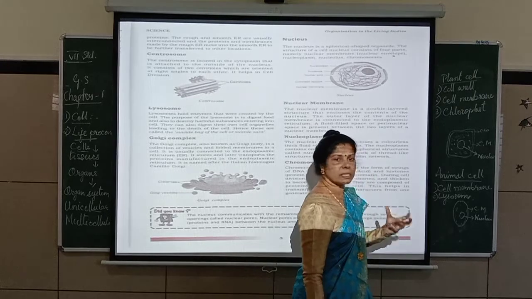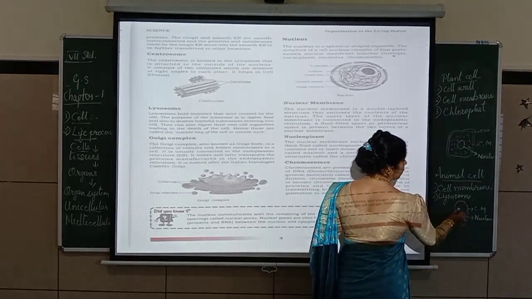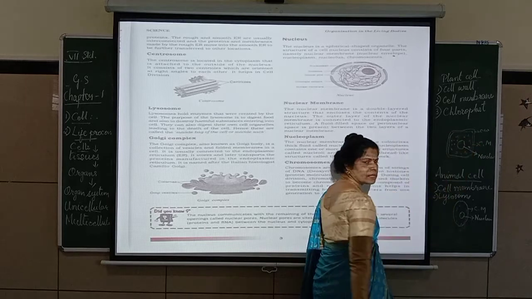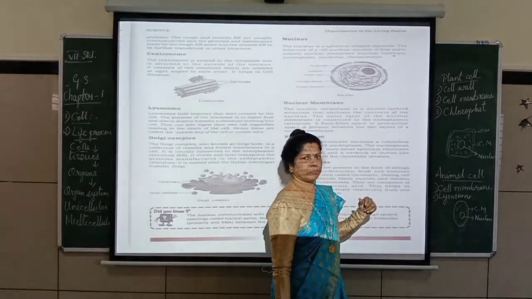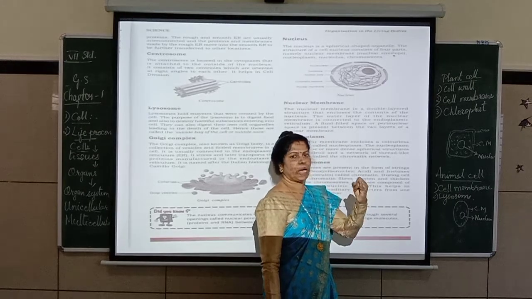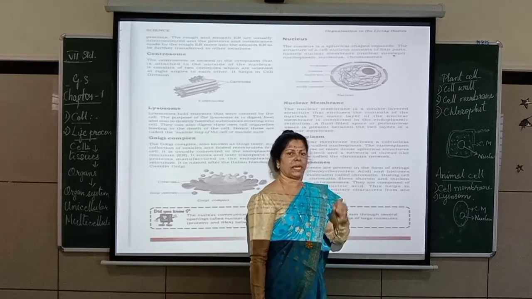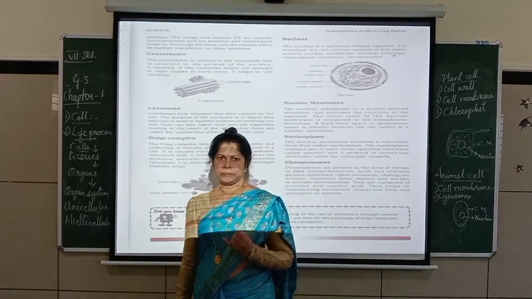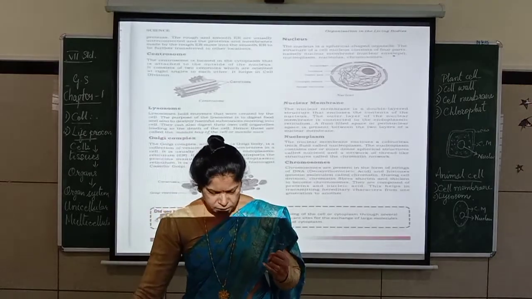But where are all these structures present? In this fluid-like or jelly-like substance. So what are the different organelles which you see in that? Already I told you, mitochondria. We call it the powerhouse of the cell, which helps in generating energy. Mitochondria is called the powerhouse of the cell.